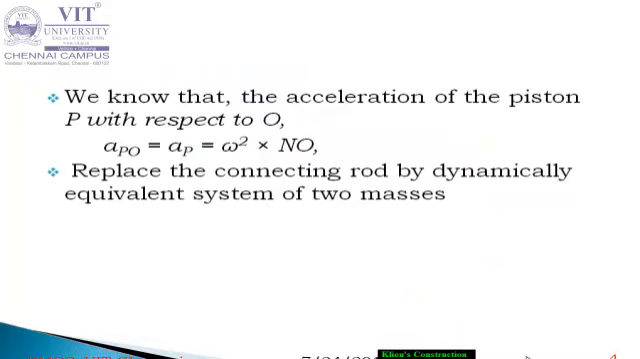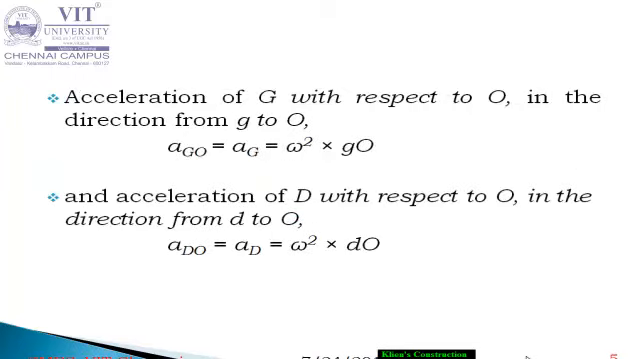So these are some of the formulas. Acceleration of P with respect to the fixed point O, we can calculate by using Klein's construction formula, omega squared into the link length OP. Okay, so that is given. That should be equal to NO in that component. Acceleration of G with respect to O should be equal to the OG vector, so omega squared into GO vector. Acceleration of D with respect to O should be equal to the DO vector, so omega squared into DO.